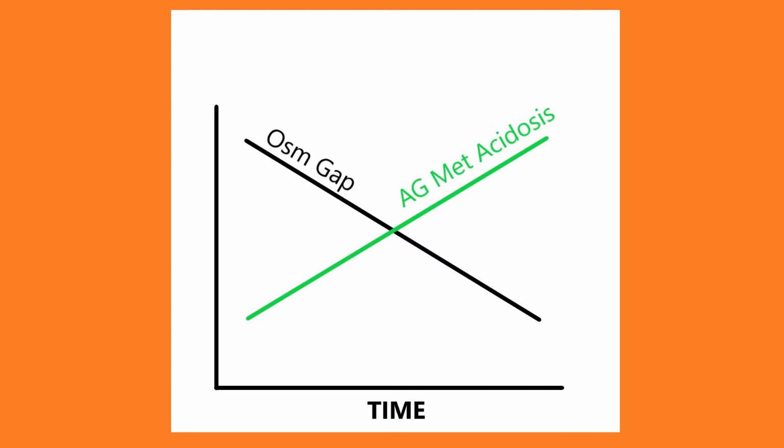Toxic alcohols contribute to osmolar gap. However, their metabolites, the acids, do not. So if you have somebody who presents very early post-ingestion, they'll have an osmolar gap, but they might not yet have an anion gap metabolic acidosis. Likewise, if you have somebody who presents very late in the course, they'll have a very high anion gap metabolic acidosis, but they may no longer have an osmolar gap.